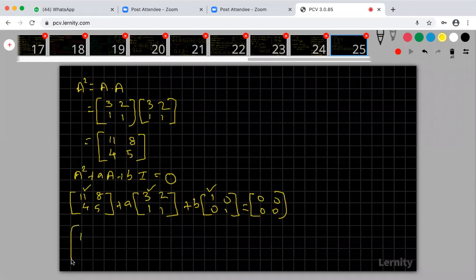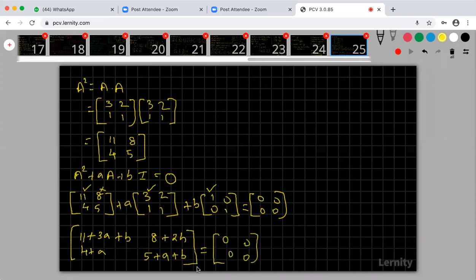That is 11 plus 3a plus b. Come to the second element: 8 plus 2a plus b into 0, that is 0. Now come to this: 4 plus a into 1, plus b into 0, 0. And this is 5 plus a, plus b into 1, that is b. This is equal to 0, 0, 0, 0.